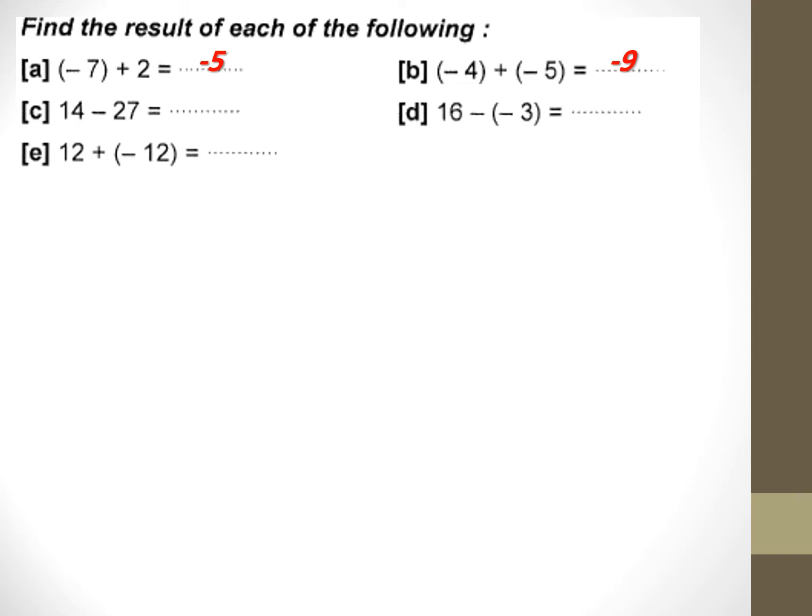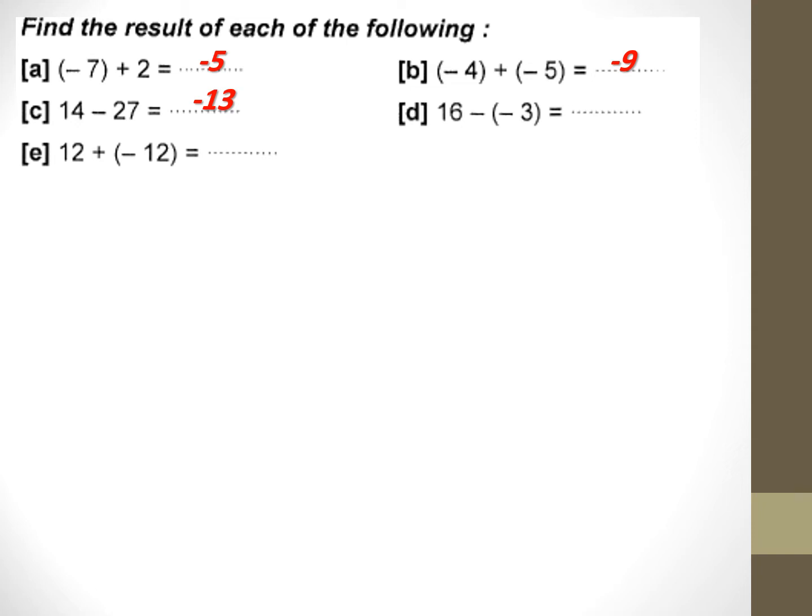Number C, 14 minus 27. Positive 14, negative 27, or 14 minus 27. Different signs, so we will subtract them. 27 minus 14 equals 13, and the greatest number has a negative sign. Then the result will be negative 13.